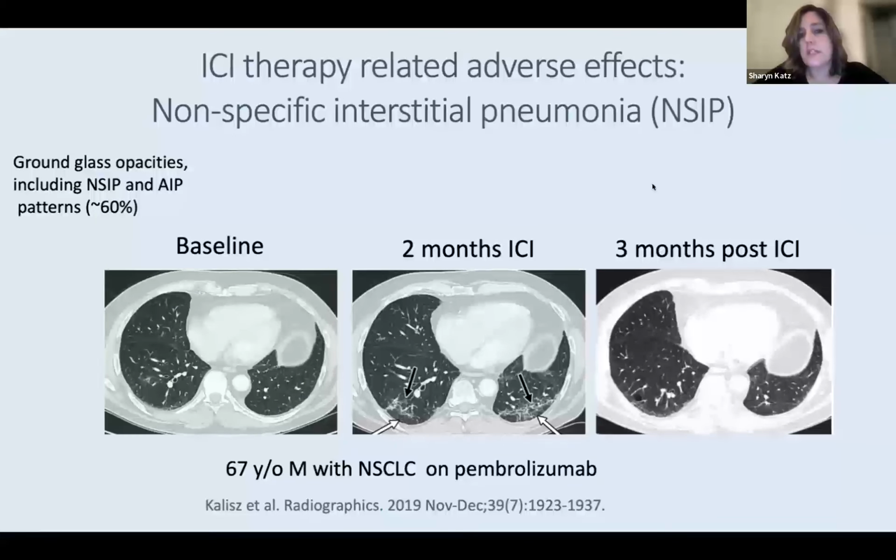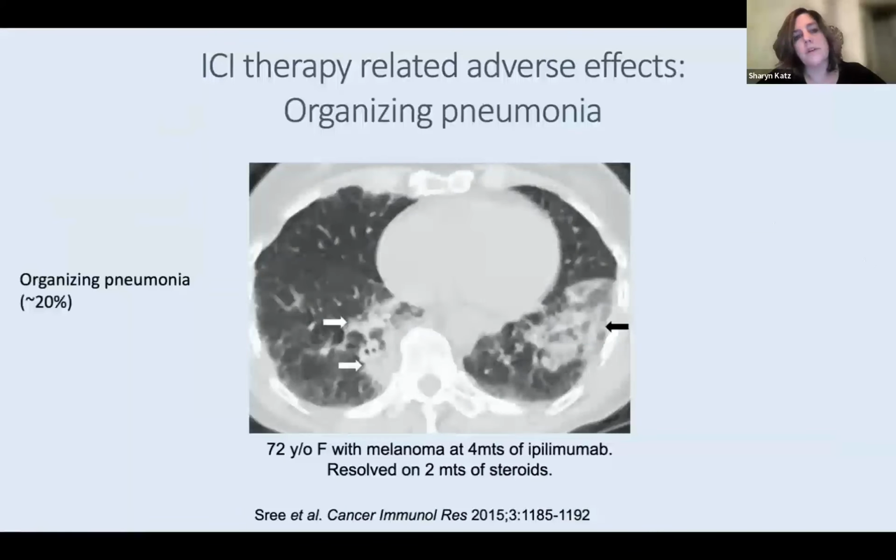This patient, interestingly, after being pulled off of ICI therapy, 3 months after therapy was discontinued, really, it's not completely gone. You can see a little bit of subpleural reticulation, a little bit of scarring that they're going to have to live with, but most of it has resolved. So this is the NSIP appearance of ICI therapy-induced pneumonitis.